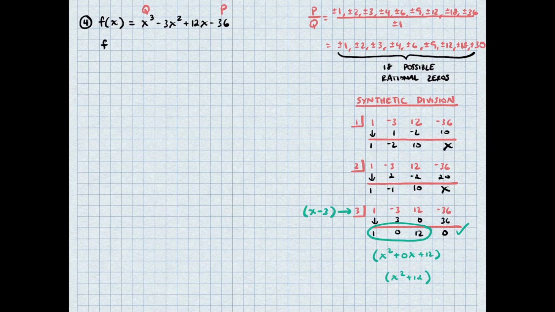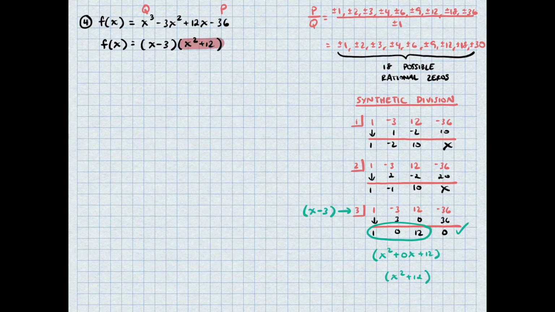We can write our original function as f of x is equal to x minus 3 multiplied by x squared plus 12. Now let's see if we can factor this x squared plus 12. Because there's no b term, I'm going to go straight into solving by square roots. Setting it equal to 0, I can subtract 12 from both sides here. I can find that x squared is going to equal negative 12. And we can solve for x by taking the square root of both sides. The square root of negative 12 is going to be plus or minus 2i root 3.